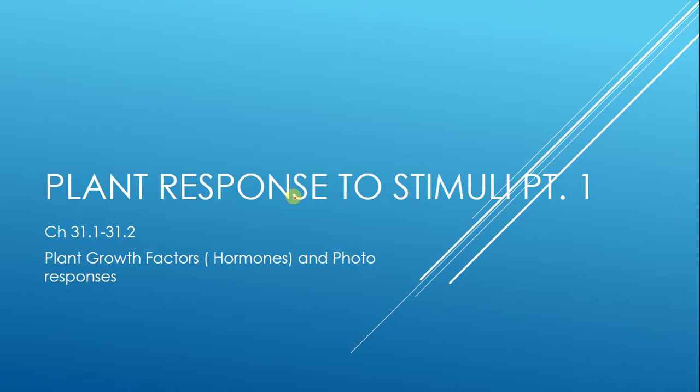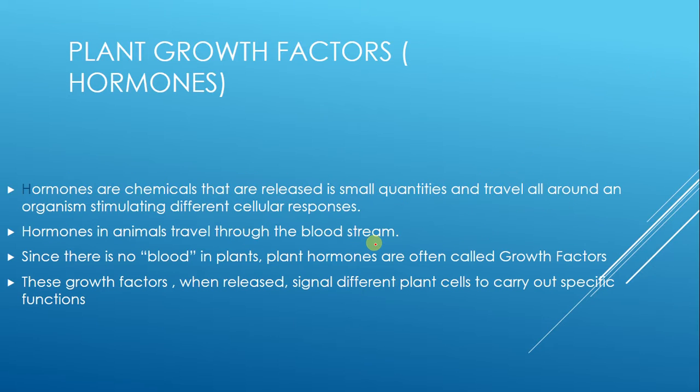Talking about plant response to stimuli, the first part. So even though we don't think of plants as being complex or having a brain, they still can respond to things that go on in their outside environment. The particular mechanisms with which they respond, we'll talk about today, are hormones and photoresponses. So two things that they use to respond to stimuli are the regulation of hormones and the response to light.